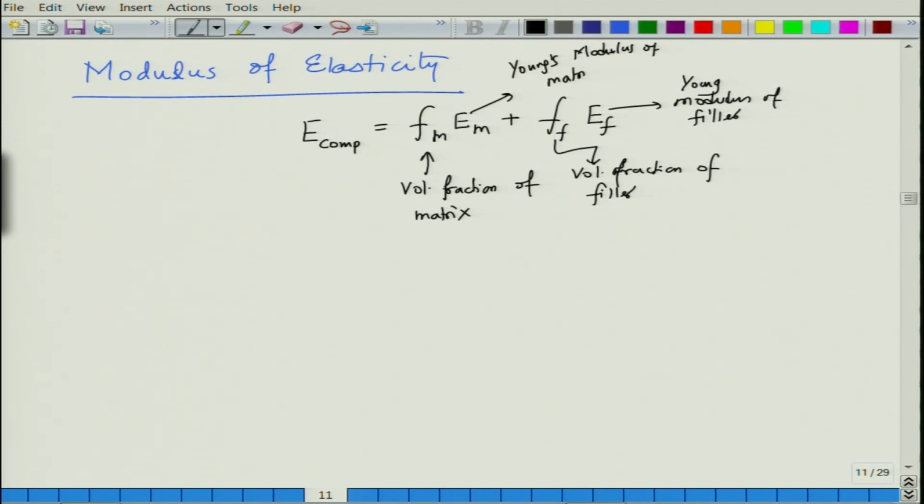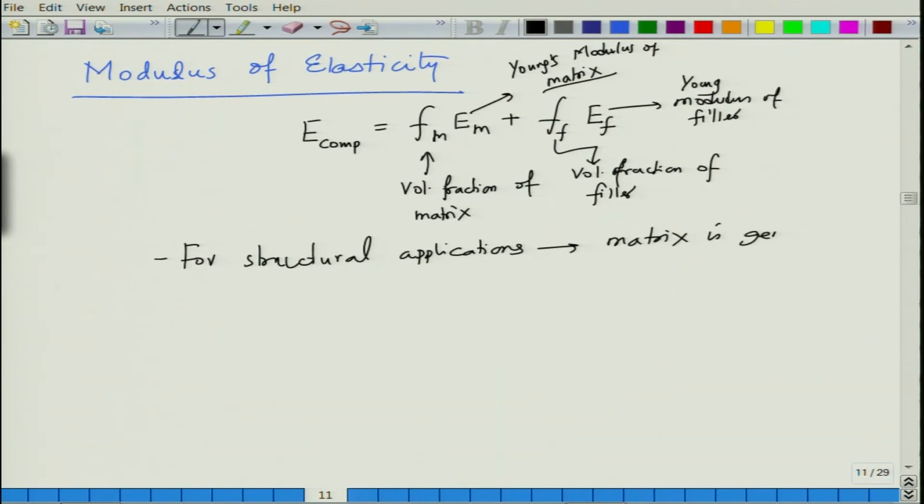matrix. In general, the matrix for a structural application is chosen of a material which is tough. So, for structural applications where load bearing is important, matrix is generally a tougher phase, because you do not want a crack to run through the matrix. Okay. So, generally matrix is chosen as a tougher phase.